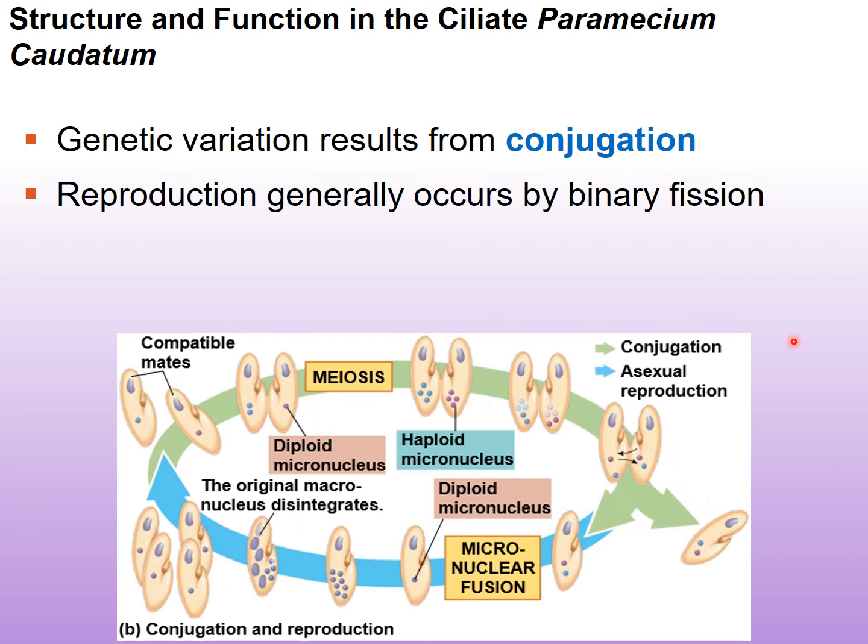Now, let's look at the reproduction of the ciliate, specifically the paramecium. It undergoes conjugation and fission.